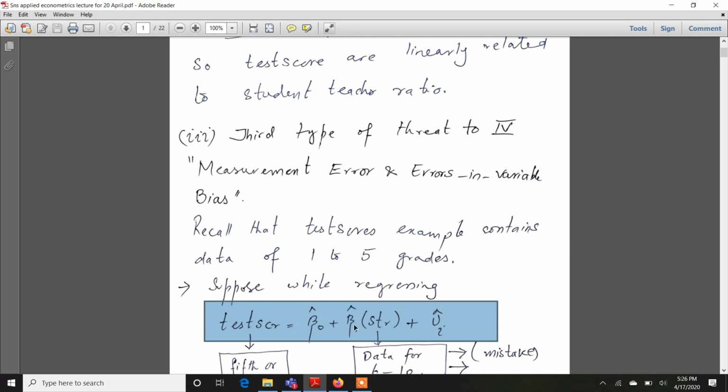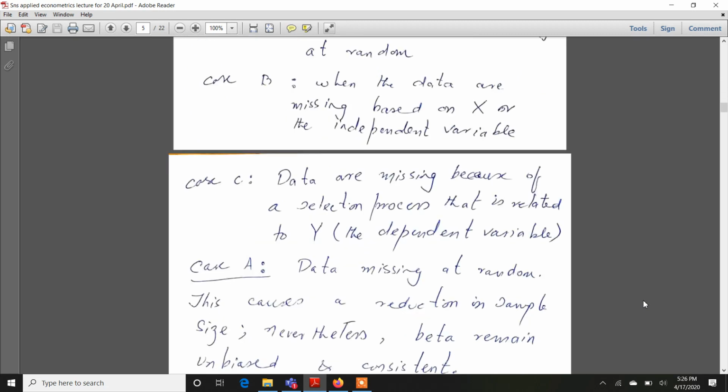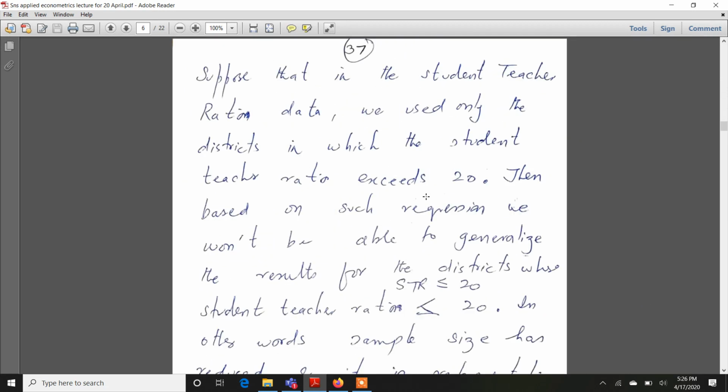These beta naught and beta 1, if I get the numerical values after running the regression, will be generalizable only to all those types of schools or districts where the student-teacher ratio is greater than 20, right? Simply, the data we have analyzed, we can use it to generalize to similar types of settings or populations, right? So now, once again, coming back to that case B discussion.